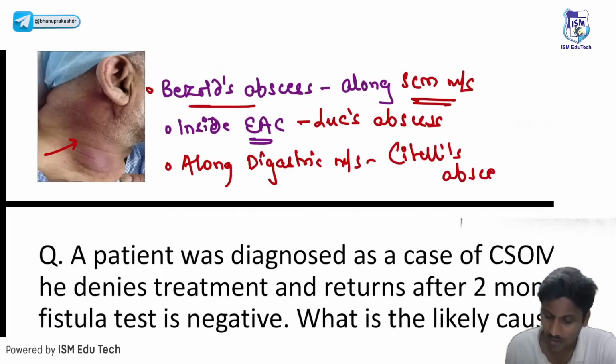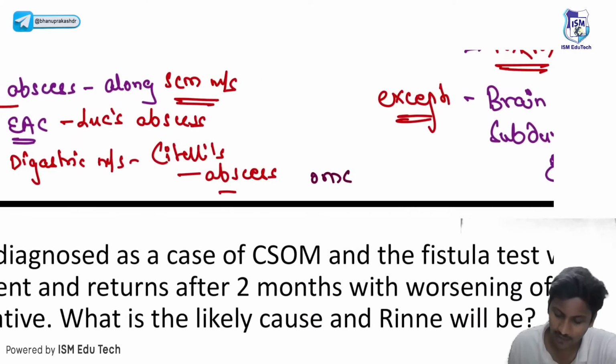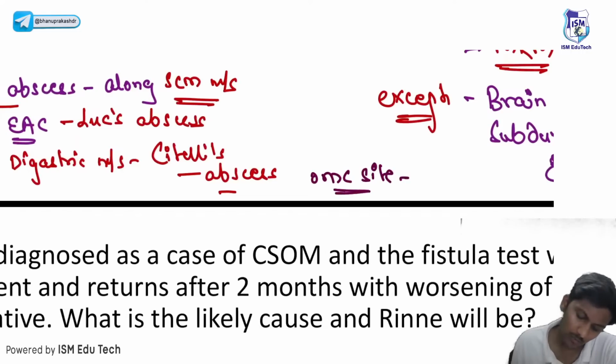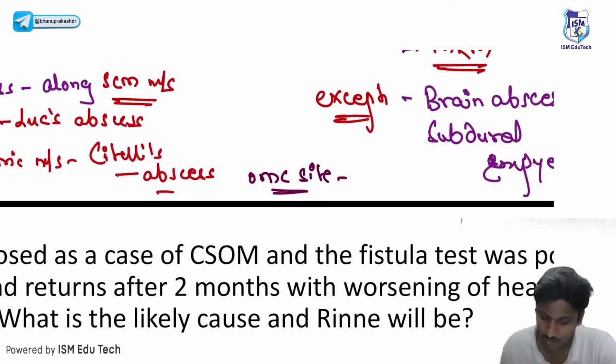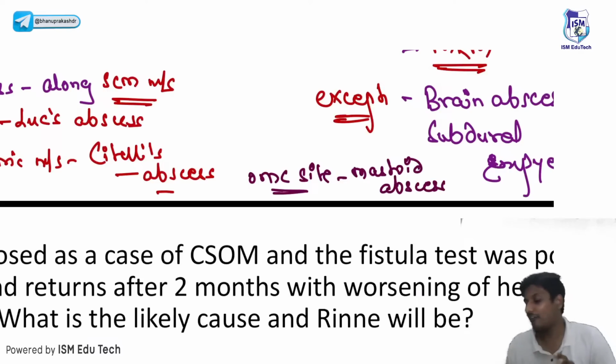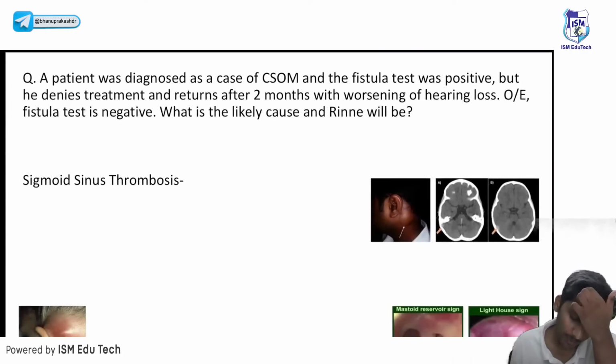Whereas the most common site for this abscess formation is post-auricular. What is post-auricular? Behind the pinna. And what is over here? Mastoid. So the most common site for this abscess is definitely a mastoid abscess. Most common site for abscess formation after unsafe CSOM is definitely the mastoid area. That is important to be remembered.